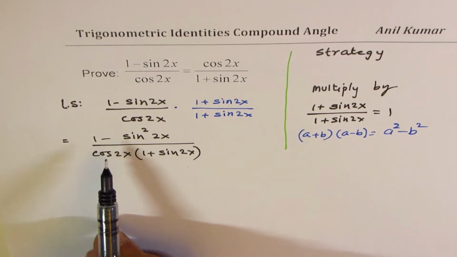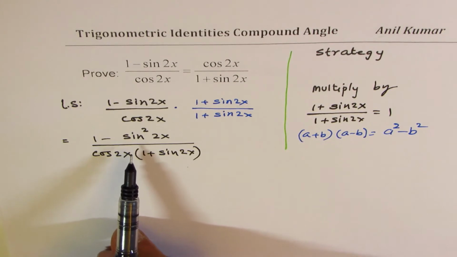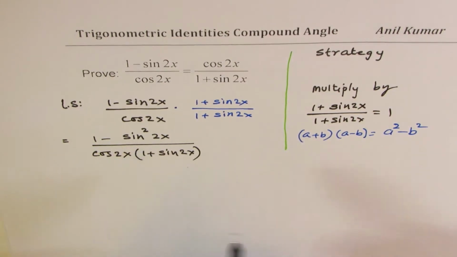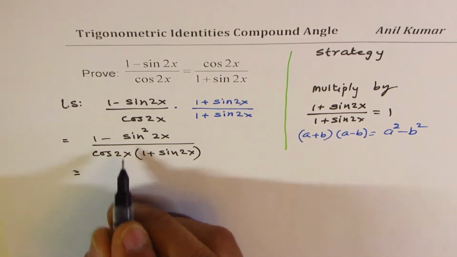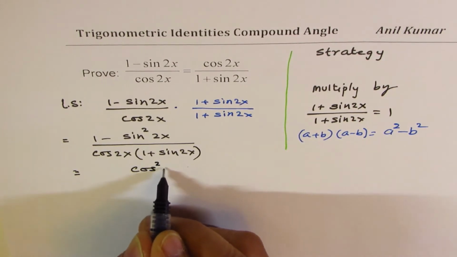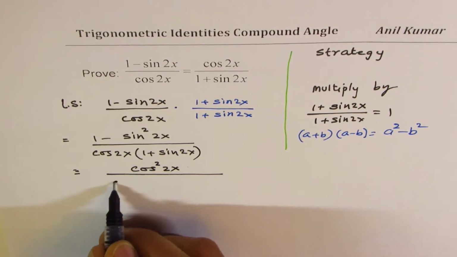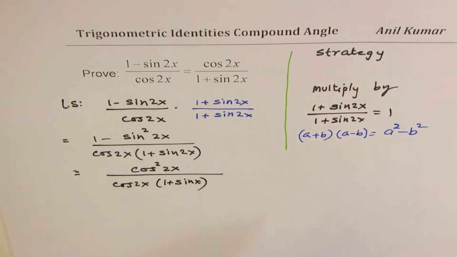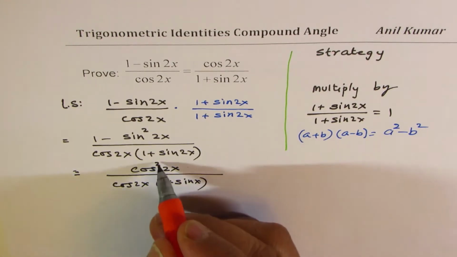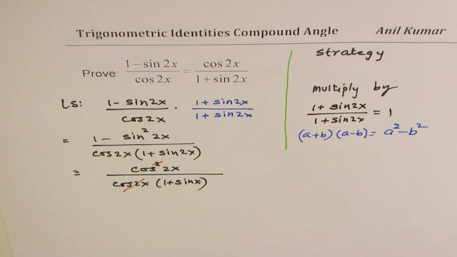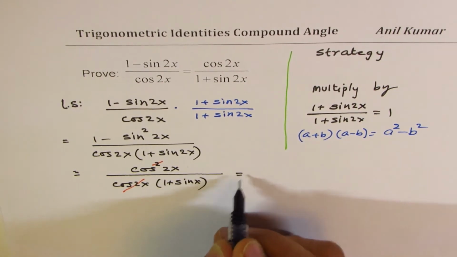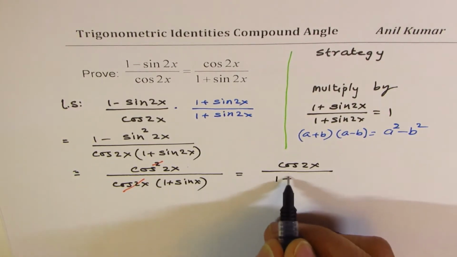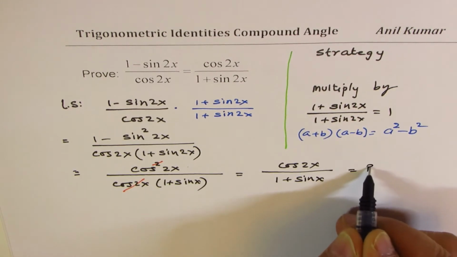Now what is 1 minus sine square x equal to? Well, 1 minus sine square x is cos square x, right? So we could write the numerator as cos square 2x. Do you see that? Divided by, we have cos 2x times 1 plus sine x. Now, one of these cancels, and what we get really is equal to cos 2x over 1 plus sine x. Is that clear? Which is the right side?